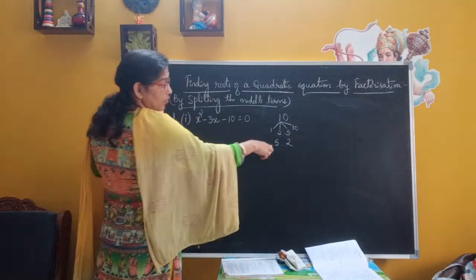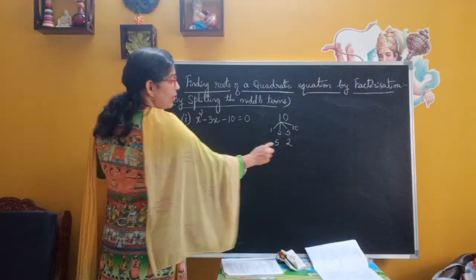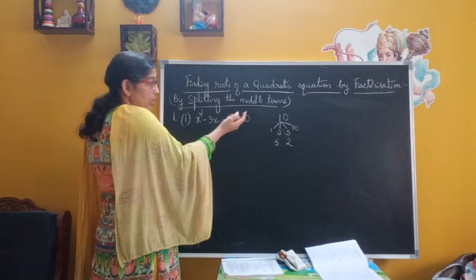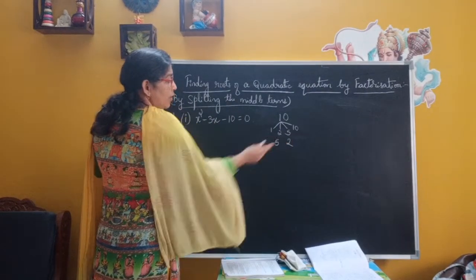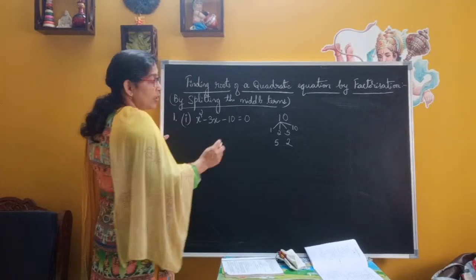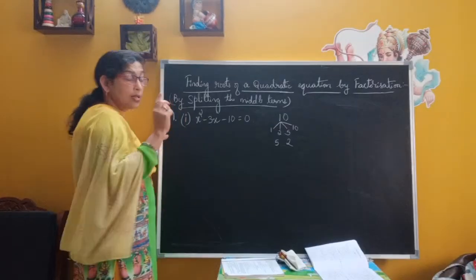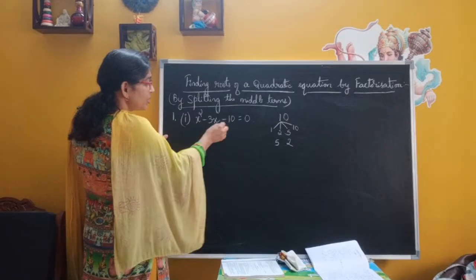5 and 2. 5 twos are 10 and 5 minus 2 is 3. Correct now? Which number should have the negative sign? The greater number. Which is the greater number? 5. So it should have the minus sign here. So let us split this now.